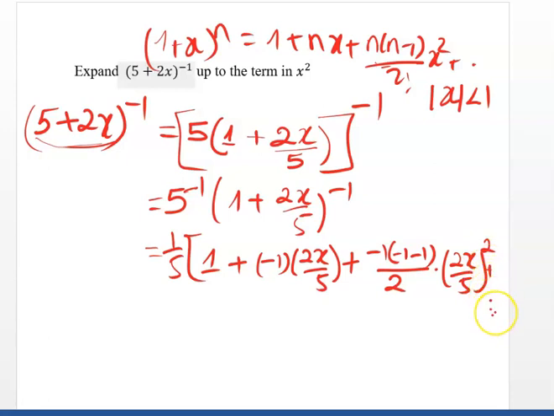But let's say till the term in x squared. When you arrange this, we have 1 over 5, we have 1 minus 2x over 5. Here, negative 1 minus 1 is negative 2, times negative 1 is positive 2, divided by 2 is 1. Down here, from the law of indices, 2x to the power 2 is 4x squared, and 5 to the power 2 is 25.